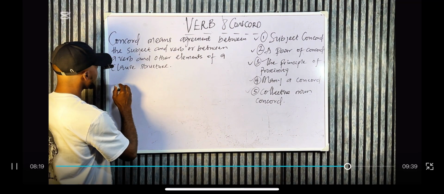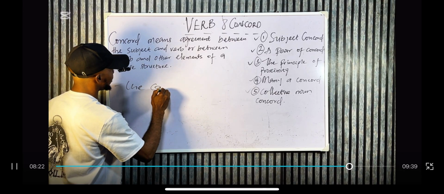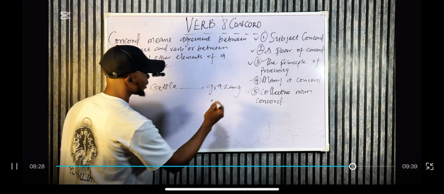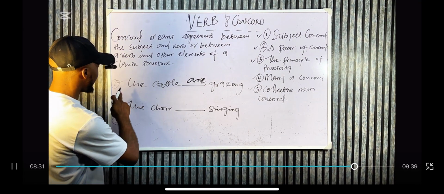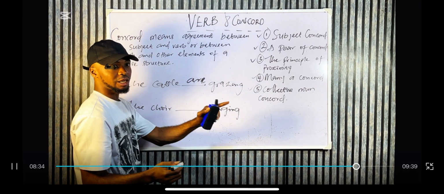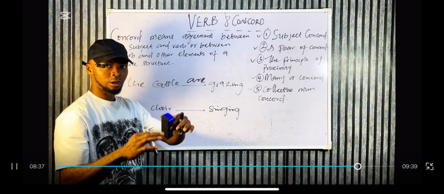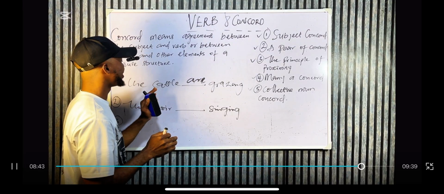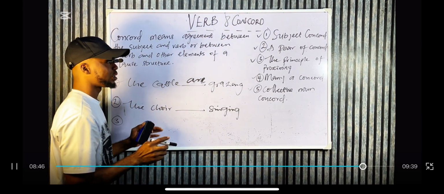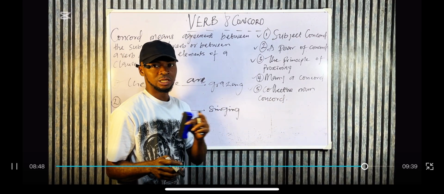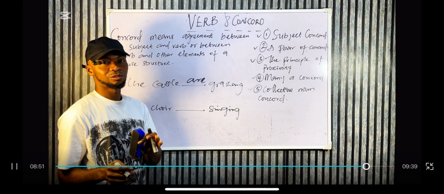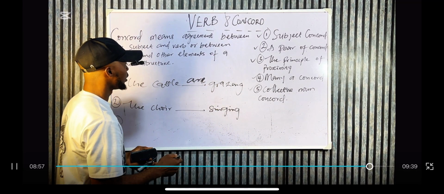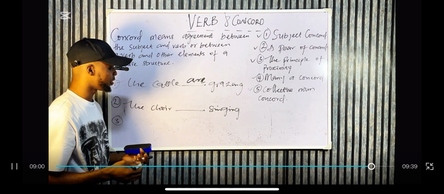For example, "the cattle dash grazing". The cattle are grazing, because the general name, the collective name for cows, both the bull and the female cow, is cattle. The principle of collective noun concord says if you find a collective noun, the verb must be a plural verb, not "the cattle is grazing". If you write it, you will fail.